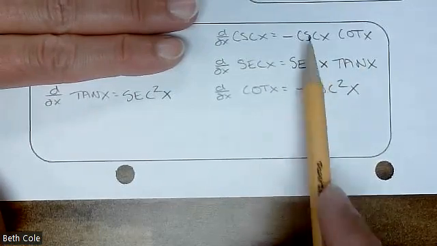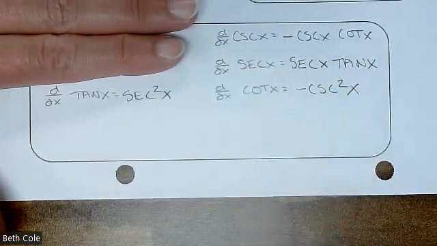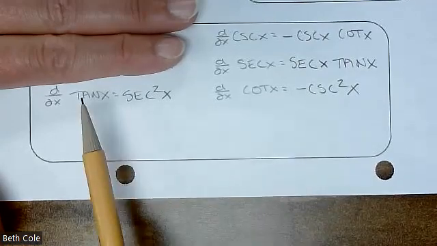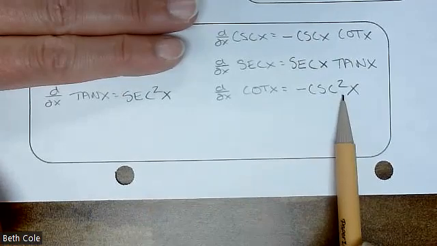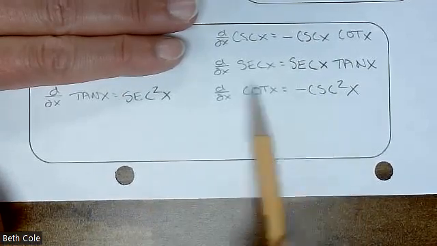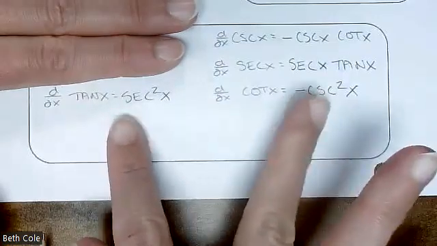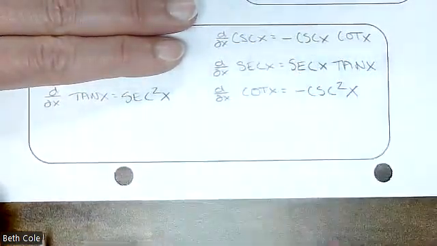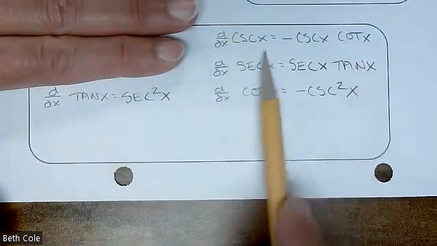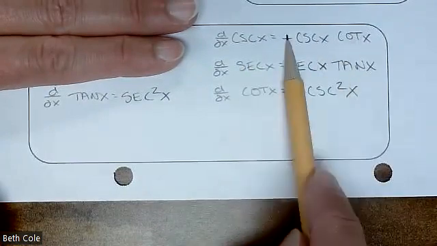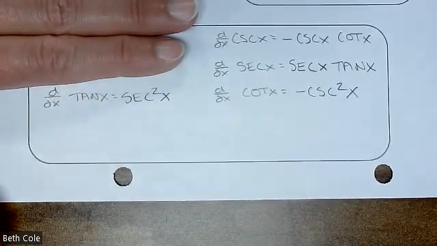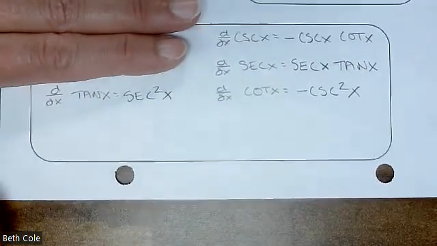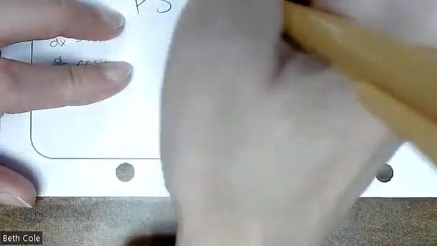And then cotangent and cosecant are buddies. It's the same pattern for both of them. Tangent gives you secant squared. Cotangent gives you negative cosecant squared. It's just the co has the negative. But do you see how these are the same? Okay. And then do you see how these two are the same? Secant is secant tangent. Cosecant is cosecant cotangent. It just has a negative because it's a co. Make some flashcards.